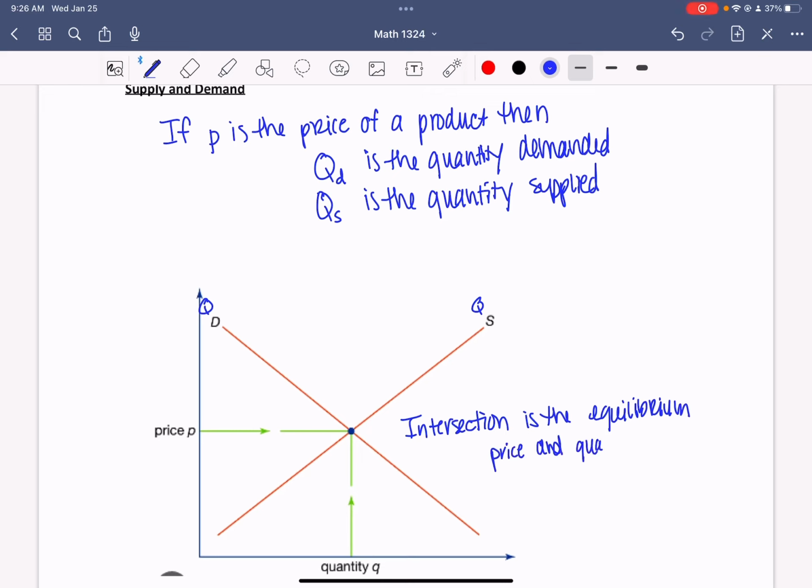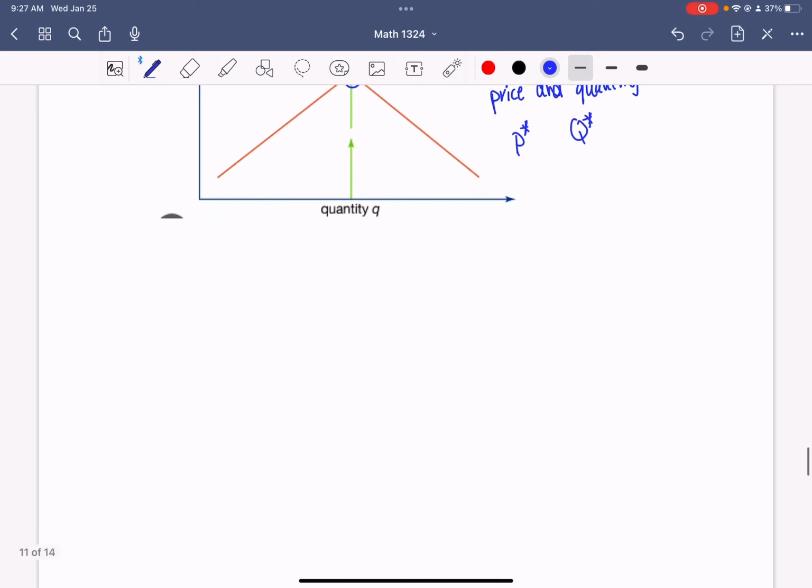price and quantity. Notationally, they might say P with an asterisk, almost like an exponent, and then Q with an asterisk. This point right here is where our demand and supply meet, the equilibrium of those prices and quantity.